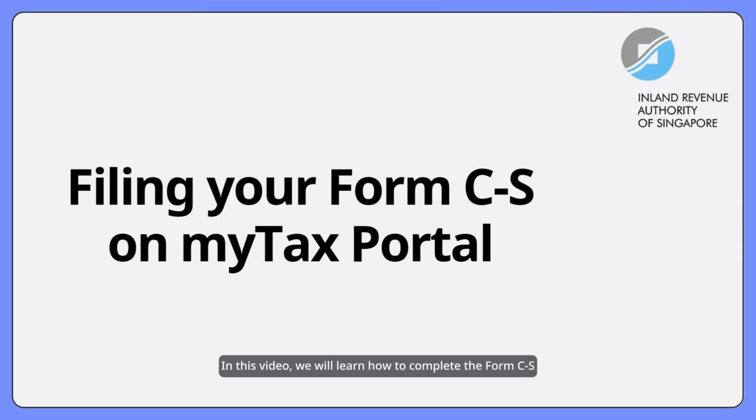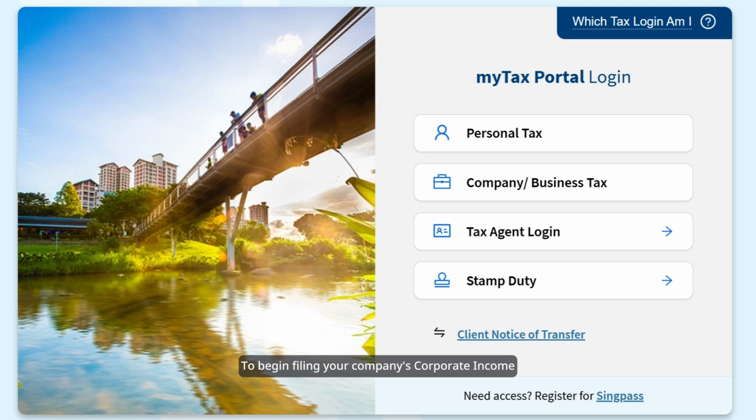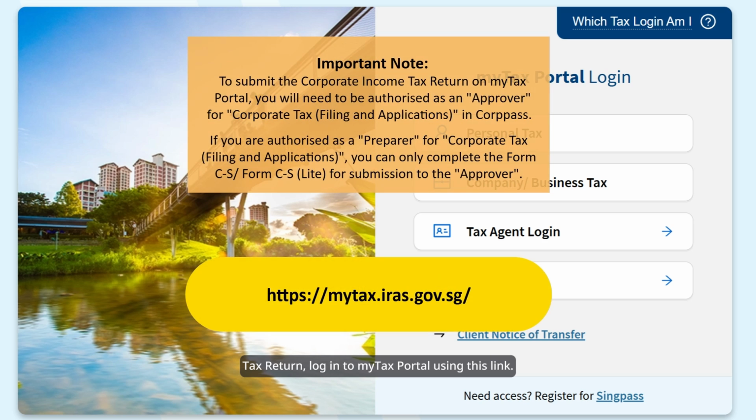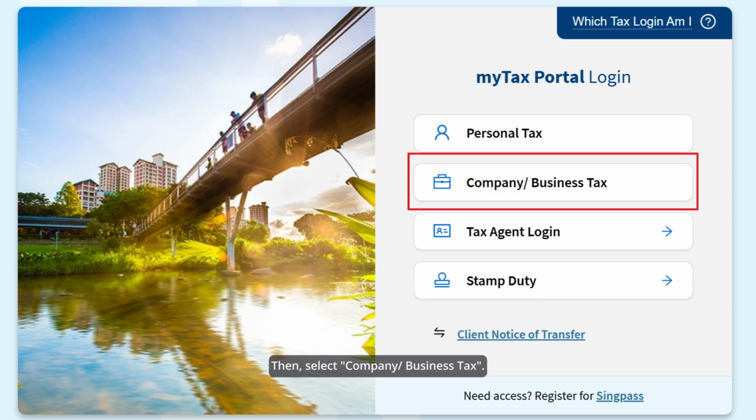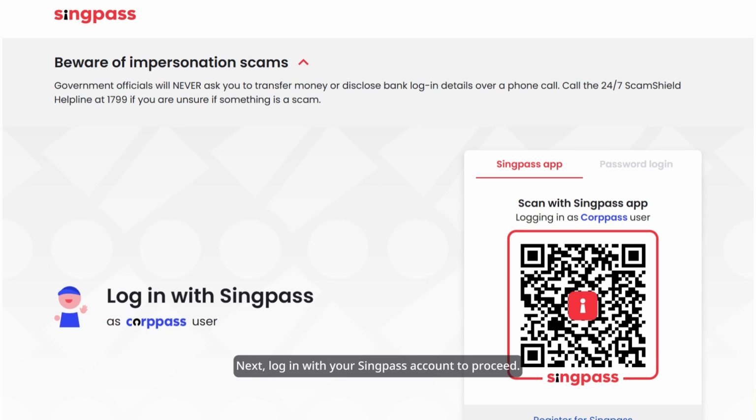In this video, we will learn how to complete the Form CS on myTax portal. To begin filing your company's corporate income tax return, log in to myTax portal using this link. Then, select Company/Business Tax. Next, log in with your SingPass account to proceed.